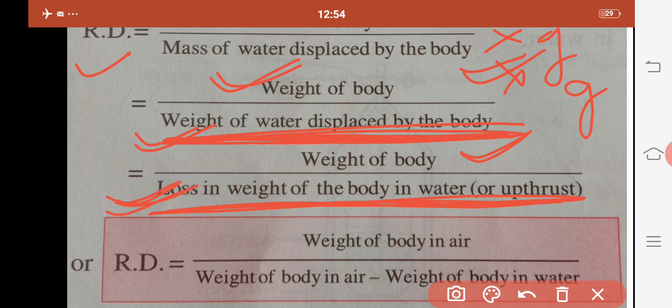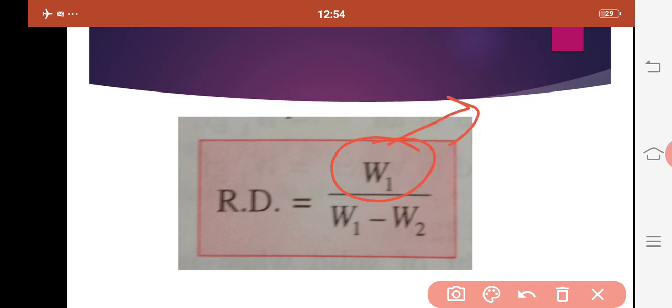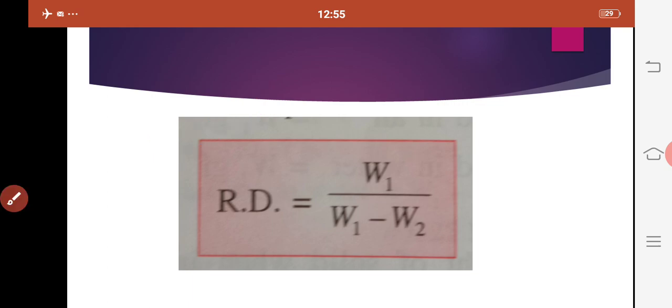And loss in weight we have already discussed: weight of the body in air minus weight of the body in water. When we simply talk about weight of body, we will consider its weight in air. Therefore from the formula, relative density is W1, the weight of the body in air, upon loss in weight, which means weight of the body in air minus weight of the body in water. Is that clear? So this formula we will use when calculating the relative density of any solid substance which sinks in water.